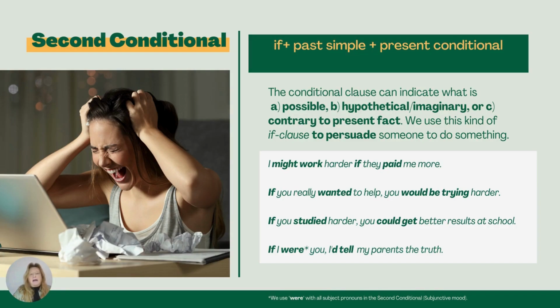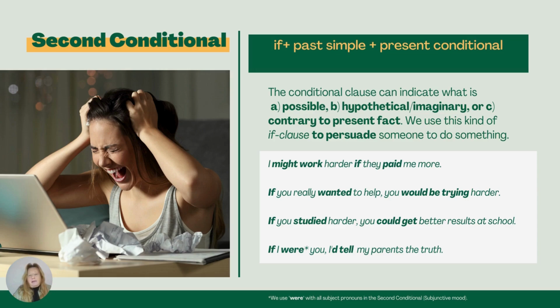Second conditional. I hope you aren't so desperate as the girl in this picture. So the structure is if plus past simple plus present conditional. So the second conditional is used to indicate what is possible, hypothetical, imaginary, or contrary to present fact. We use this kind of if clause to persuade someone to do something. For example, I might work harder if you paid me more.